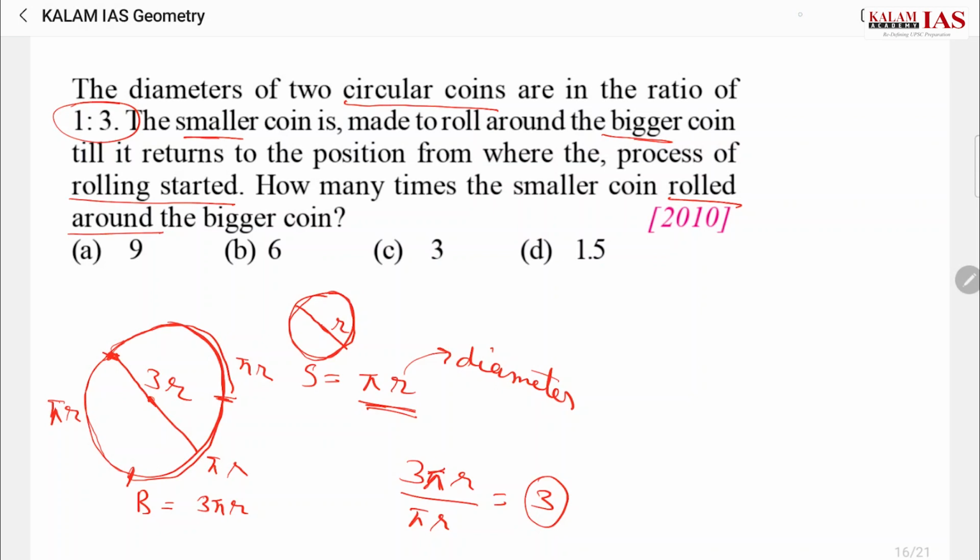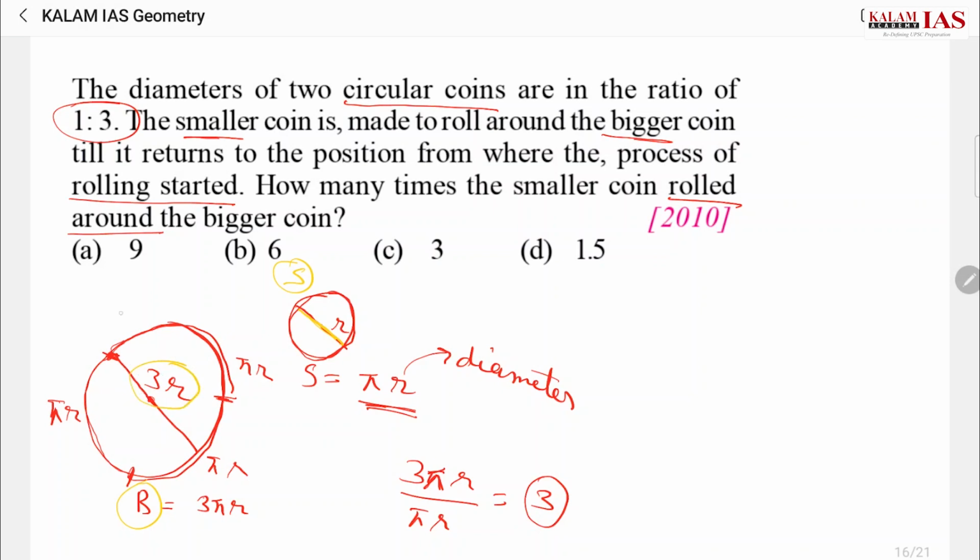I hope this is clear. You have to just understand the question and visualize it. There's no maths as such involved here. I'll repeat again, there are two coins, the smaller coin and the bigger coin. The smaller coin is of diameter r and the diameter ratio is 1:3. So the diameter of the bigger coin is 3r.